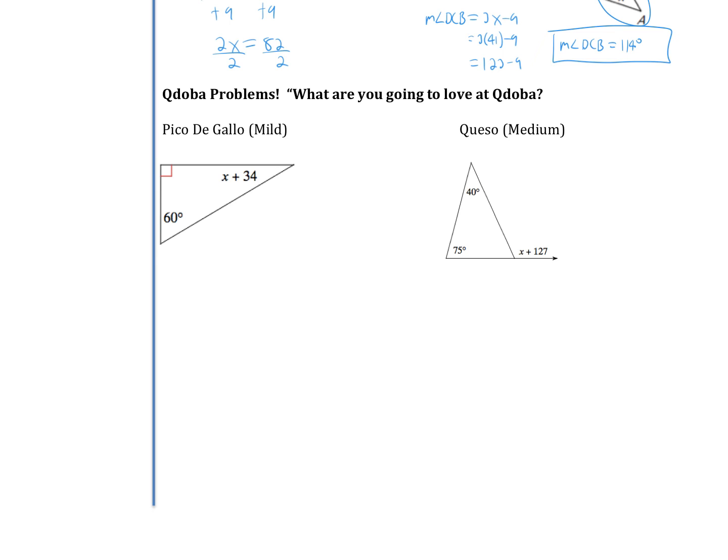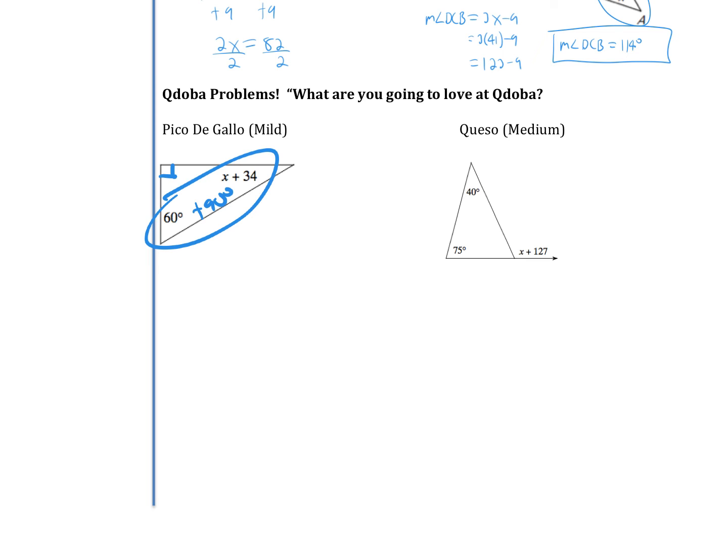And see if you can figure them out, give them a try. All right, so Pico de Gallo, we have a right angle right here, and we have these other two angles, right? So if that's a right angle, then these are going to add to 90, okay? They're going to add to 90, that's a shortcut.